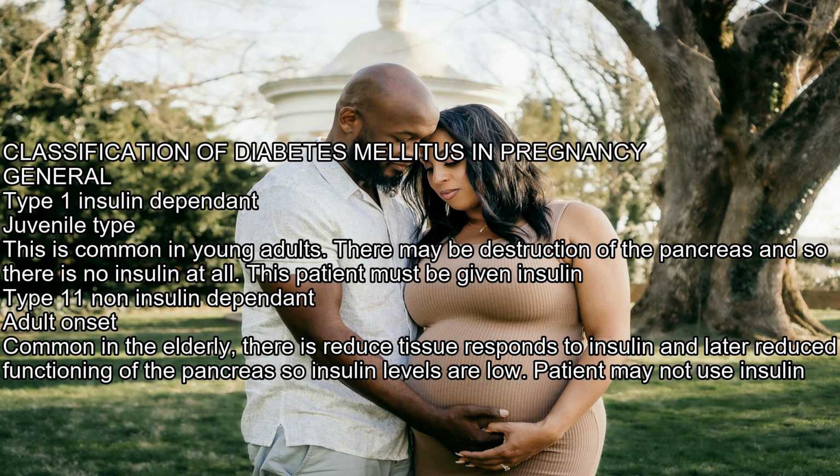Classification of diabetes mellitus in pregnancy. General. Type 1, insulin dependent, juvenile type. This is common in young adults. There may be destruction of the pancreas and so there is no insulin at all. This patient must be given insulin. Type 2, non-insulin dependent, adult onset. Common in the elderly, there is reduced tissue response to insulin and later reduced functioning of the pancreas, so insulin levels are low. The patient may not use insulin.